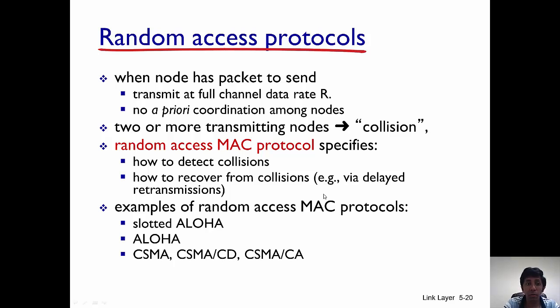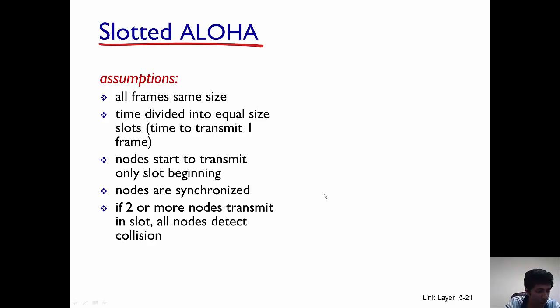So let's look at the first protocol, that is LAN Aloha. Here we make a few assumptions which will make it much simpler to analyze. We assume that all link layer frames are of the same size. This is a reasonable assumption. What we again do is time is divided into equal size slots. So time is once again divided into slots, and then nodes can begin transmitting only at the beginning of a time slot.